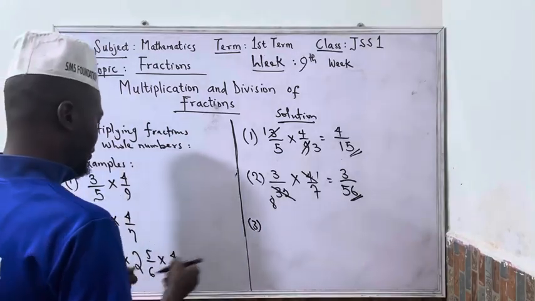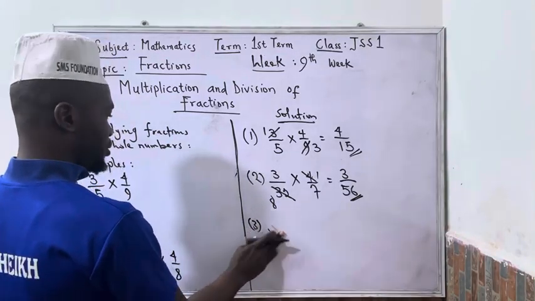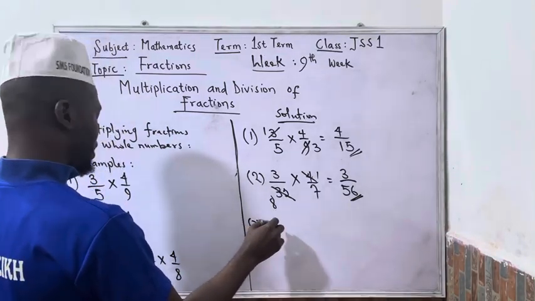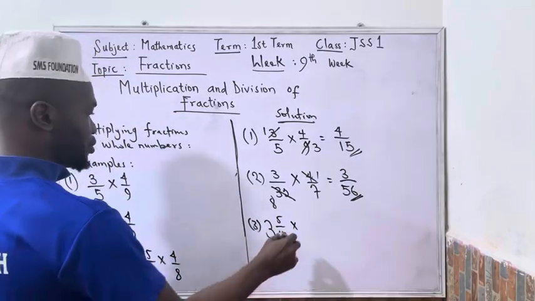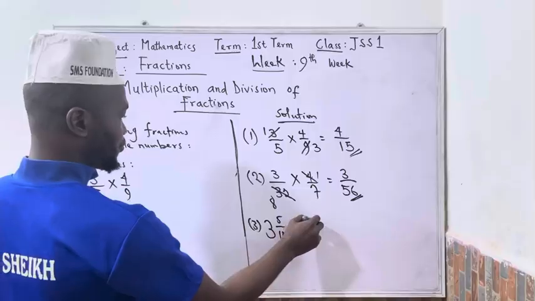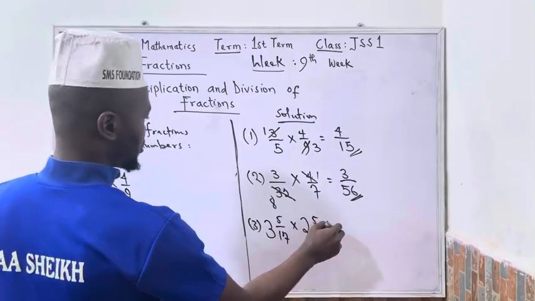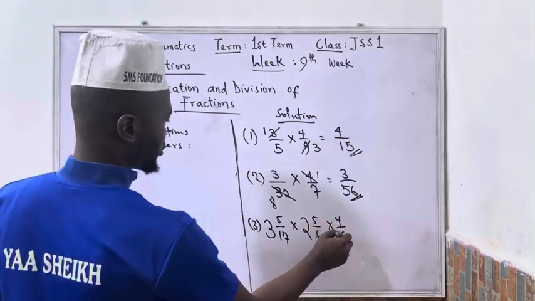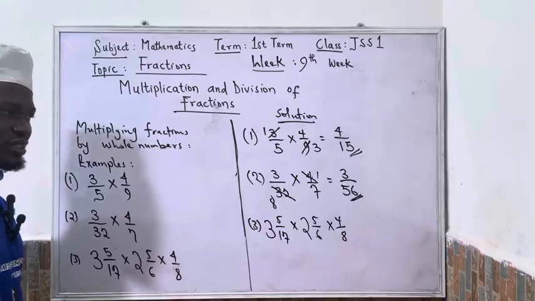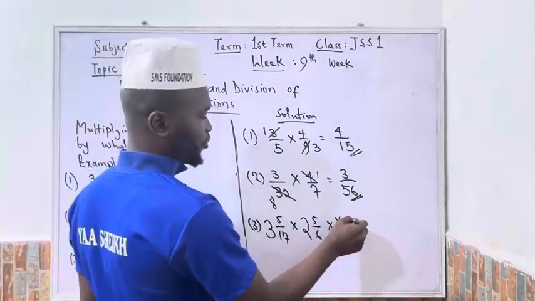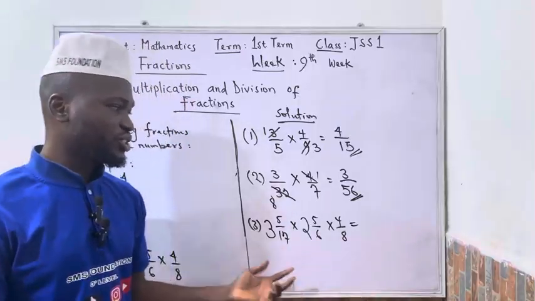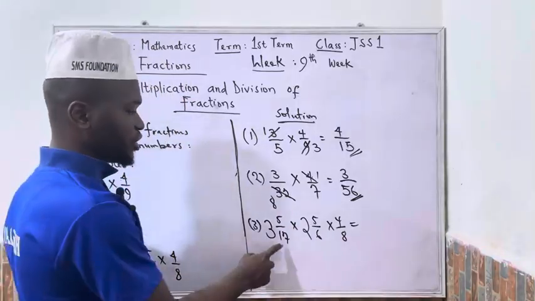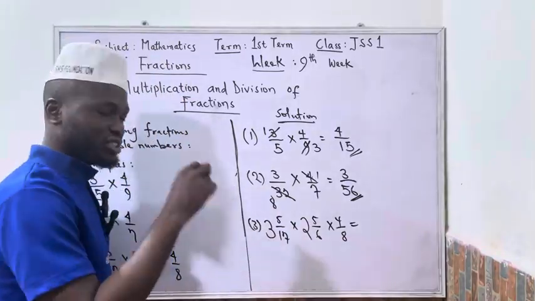So here you have 3 wholes and 5/17 times what? 2 wholes and what? 5/6 multiplied by 4, 8. Okay, first thing that we will do is to first change everything, all the mixed fractions, change them to improper fractions. This I will do 17 times 3.